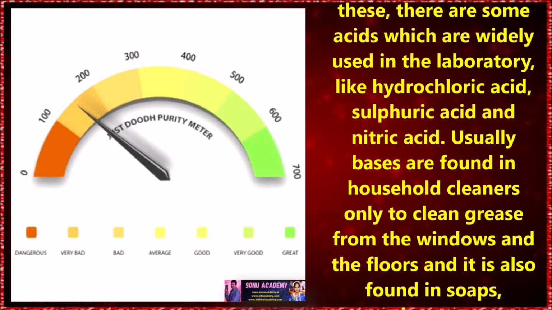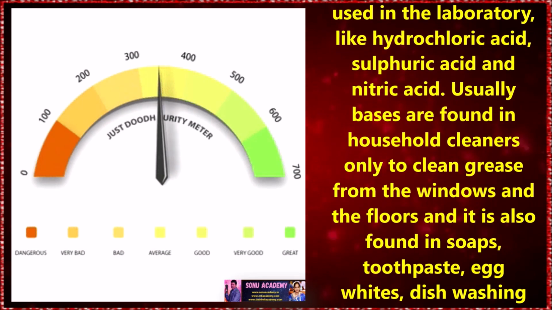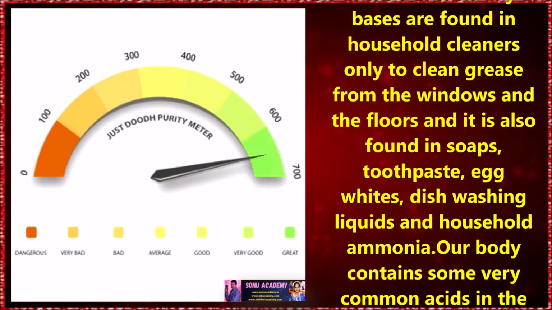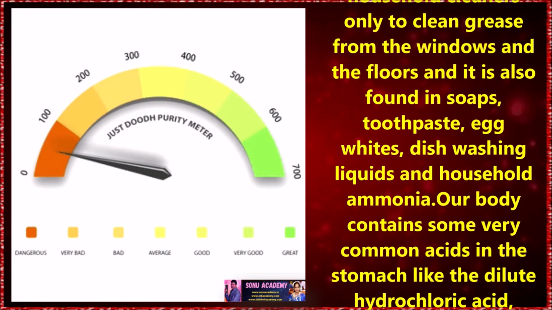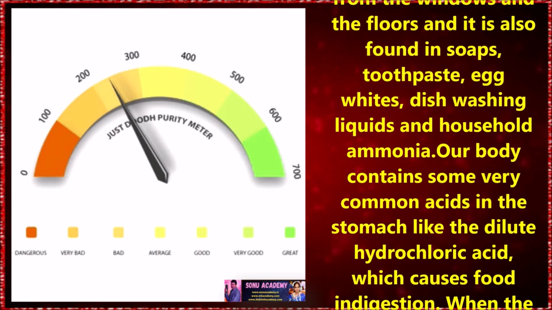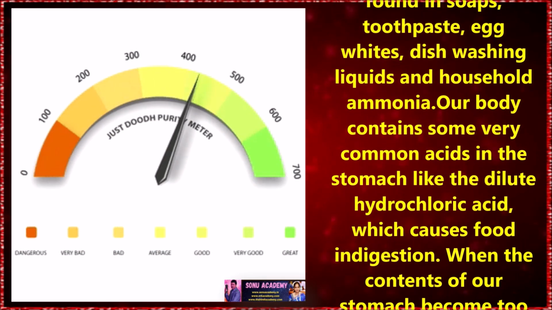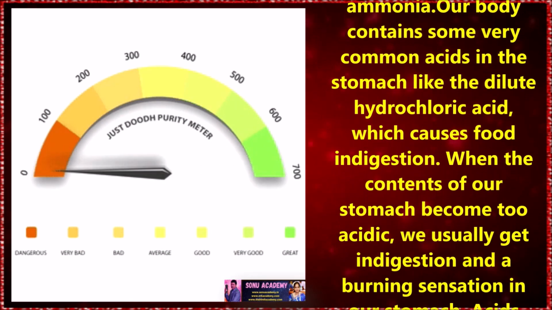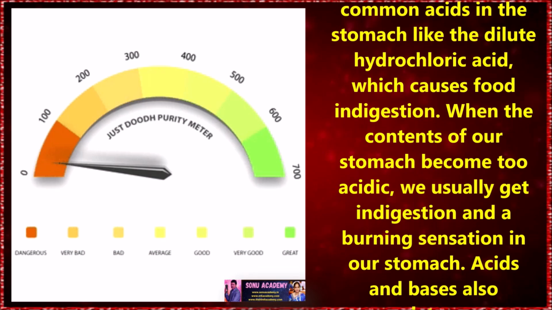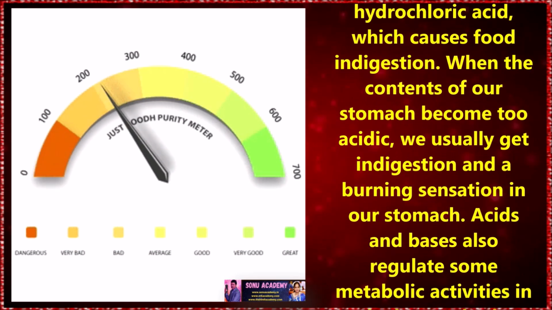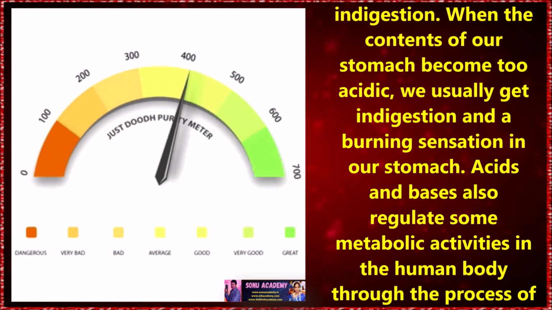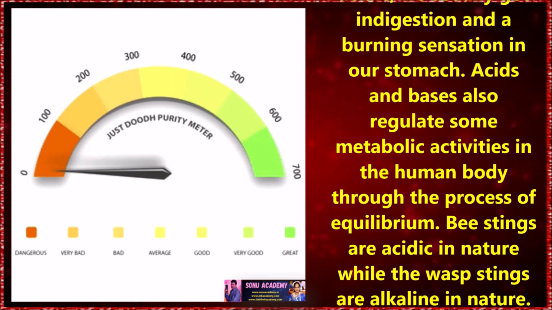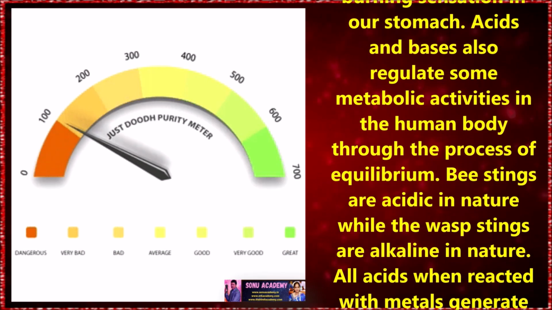Apart from this, there are some acids which are widely used in the laboratory, like hydrochloric acid, sulfuric acid, and nitric acid. Bases are usually found in household cleaners used to clean grease from windows and floors, and they are also found in soaps, toothpaste, egg whites, dishwashing liquids, and household ammonia. Our body contains some very common acids in the stomach, like dilute hydrochloric acid, which helps digest food. When the contents of our stomach become too acidic, we usually get indigestion and a burning sensation in our stomach.